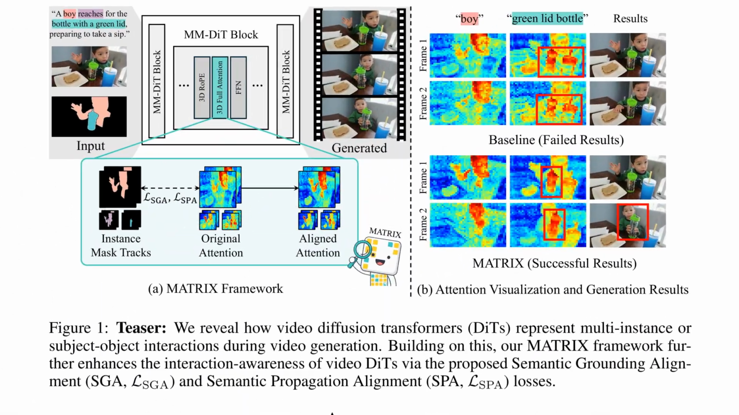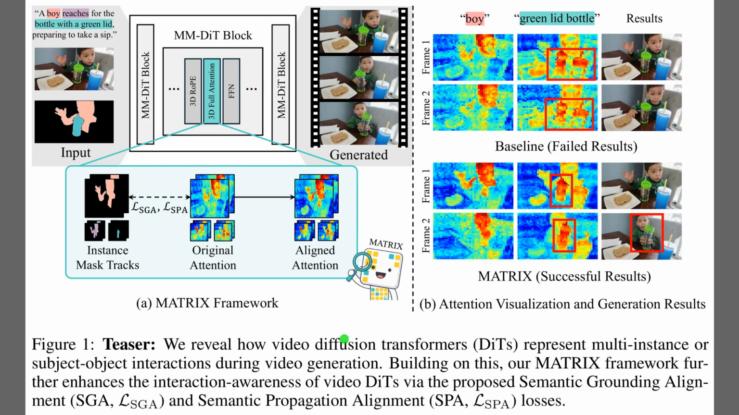Alright, Figure 1 illustrates the core idea that aligning model attention with object mask tracks leads to more faithful interactions in generated videos. Mask tracks mean per-object masks linked across frames, so the model can follow who is doing what over time. The left panel outlines the Matrix training setup that nudges attention toward these tracks. The right panel contrasts baseline failures with Matrix successes, where attention concentrates on the boy in the green lid bottle and the resulting frames reflect the intended action.